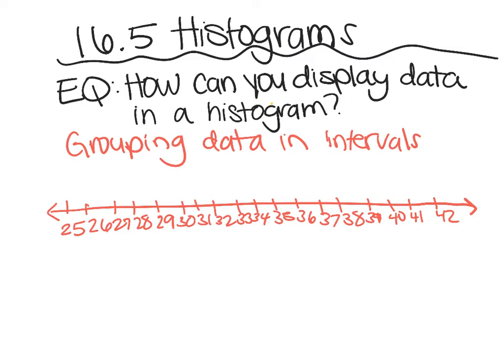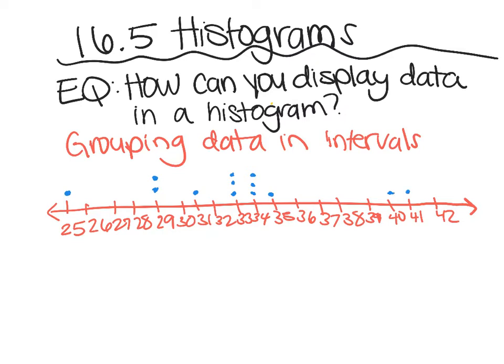Okay, so on my number line, I'm just going to add in my data. So I have one 25, so I'm going to put a dot above 25. I have two 29s. I have one 31. I have three 33s. I have three 34s. I have one 35. A 40, and a 41.